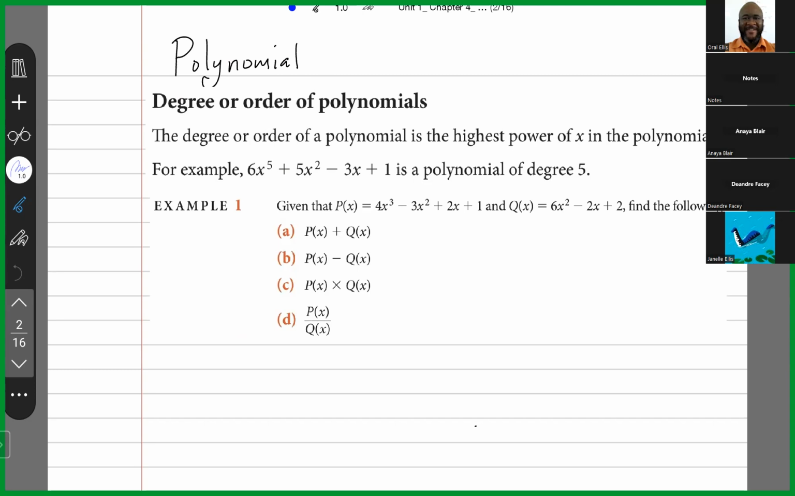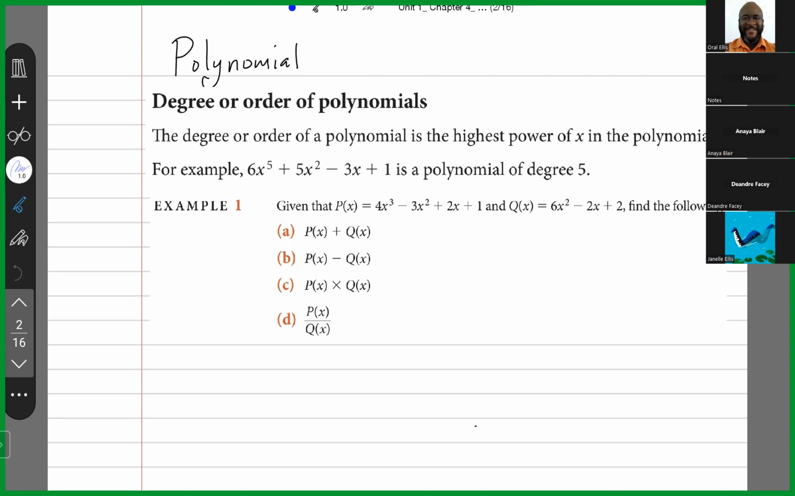I think most people remember that if an expression has only two terms, we could call it a binomial. If it has three terms, you could call it a trinomial. And I guess anything over three, you would just call it a polynomial.